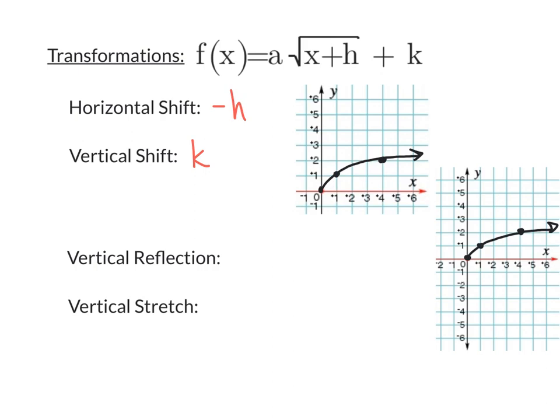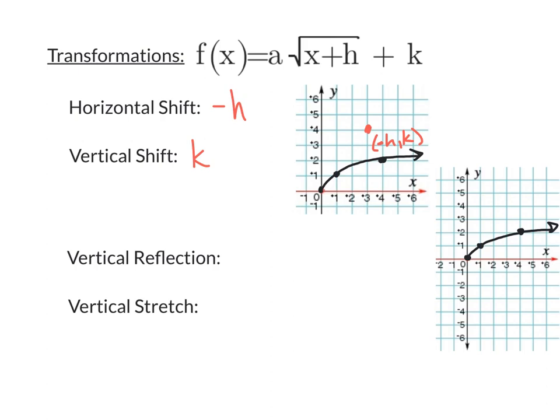If we take a look at what that means for the graph, I've graphed the parent graph in black here. If we have a horizontal shift of the opposite of whatever h is, and the vertical shift of k, that's going to move our starting point somewhere else to this (negative h, k). Not that h has to be a negative number, just the opposite of what's inside of there. But then the rest of the graph is going to flow from that starting point.